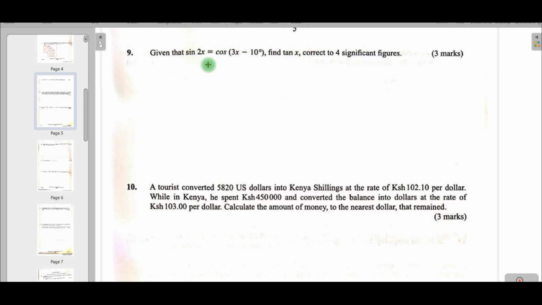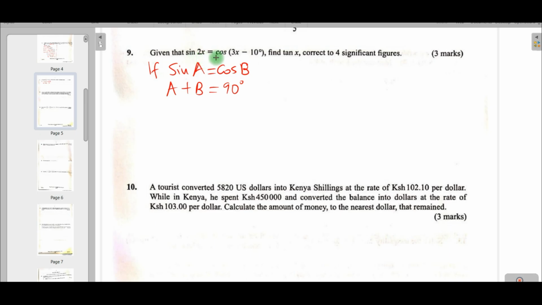Question 9. Given that sine 2x is equal to cosine (3x minus 10) degrees, find tan x correct to 4 significant figures. One thing we need to note here is that for complementary angles which add up to 90 degrees, if sine of angle A is equal to cosine of angle B, then A plus B are complementary angles and they add up to 90 degrees.